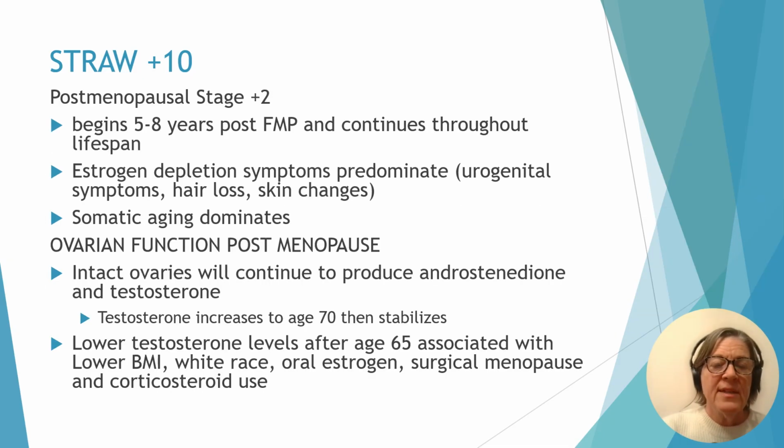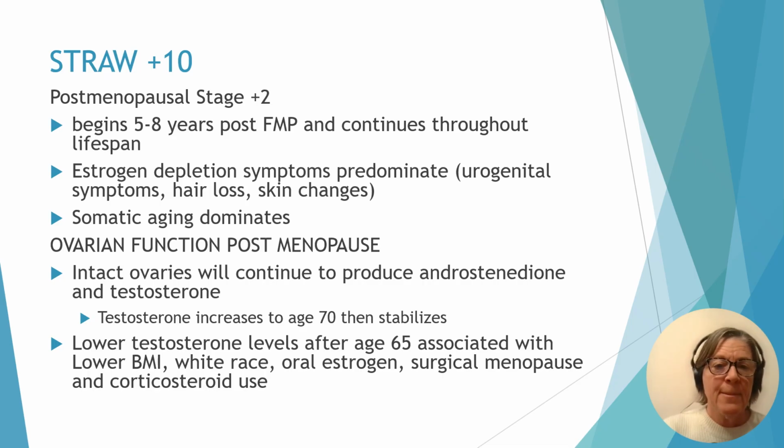So as we move into these last stages, this postmenopausal stage +2, which is basically 5 to 8 years after that last menstrual period and then throughout the lifespan, the estrogen depletion symptoms are the ones that really predominate. So urogenital symptoms are going to be number one. Skin changes, loss of collagen, hair loss. And these are primarily related to the estrogen depletion, but then we'll also see changes that are just related to somatic aging.